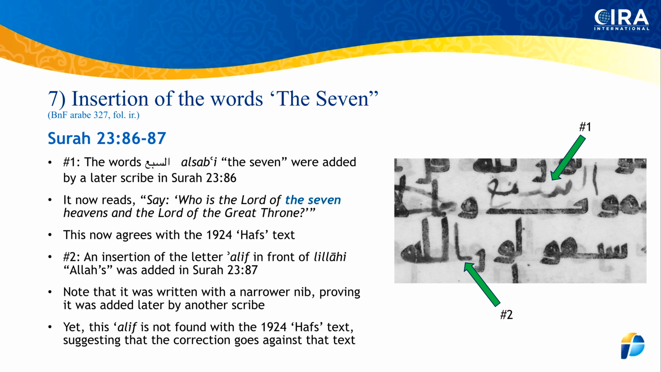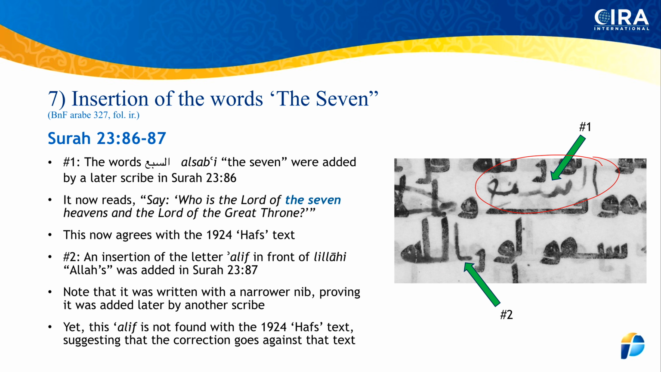And what is the word that they've added above the line? Look at number 1 there, the green arrow, number 1. What's the word that they've added there? This is the word, I'm going to highlight it. It's right here, and it's as-sab'a, the 7. Okay. So it used to say, who is the Lord of heavens and the Lord of the great throne. Which is okay to say it.